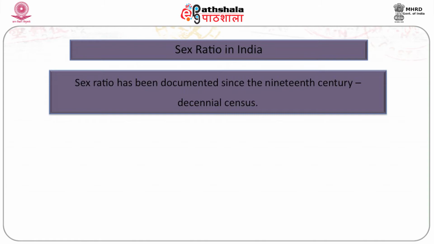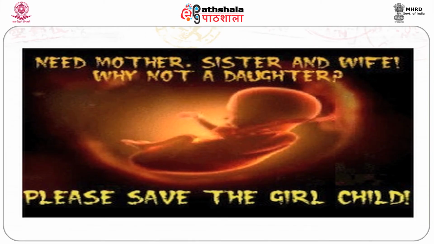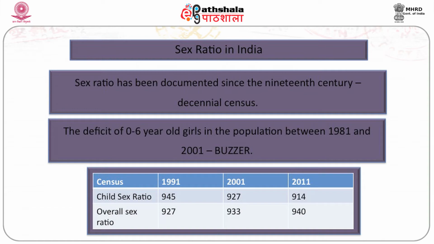If we consider the sex ratio in India, we find that it has been documented since the 19th century in the decennial census. The child sex ratio has declined from 1991 to 2001 from 945 to 914, whereas the overall sex ratio has seen an improvement from 927 to 940 between these 10 years.